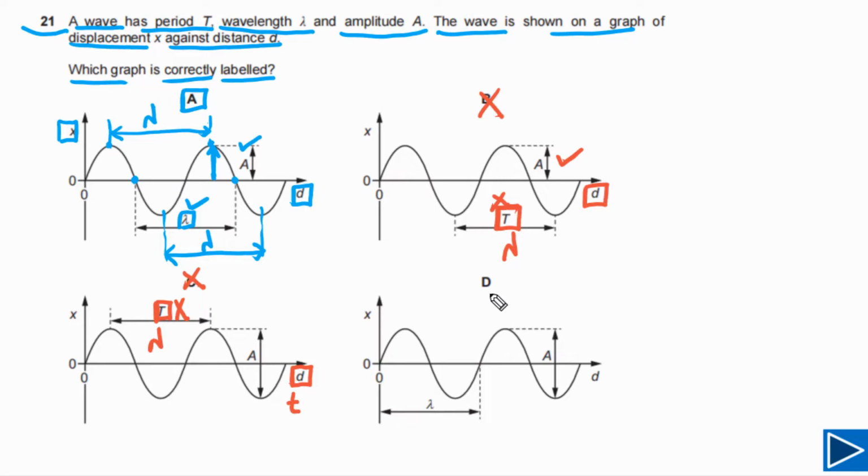Now if you look at option D, this one is correct, but if you look at amplitude, this one is wrong because amplitude is the maximum displacement from equilibrium. So this one is the amplitude, but this is 2 times the amplitude. So this option is wrong.